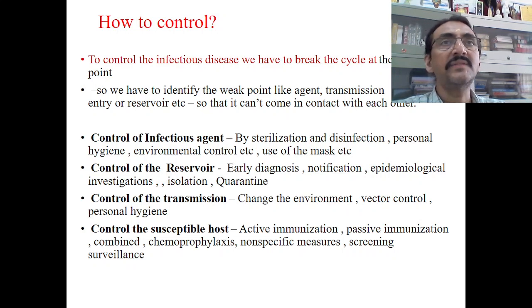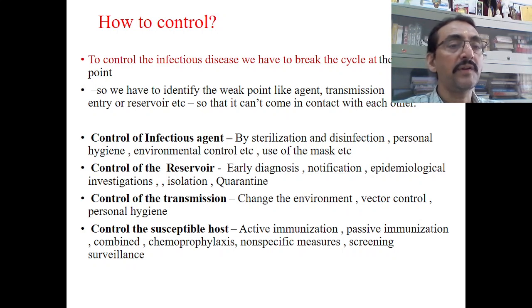Change in the environment means sometimes the infectious agent may be transmitted easily in the cold environment, sometimes in the hot environment, sometimes in the humid environment. So you get control of the environment, number one, or disinfection of the environment itself, so that this particular organism may not grow like that. Vector control is very important: mosquito, houseflies, etc., and personal hygiene.